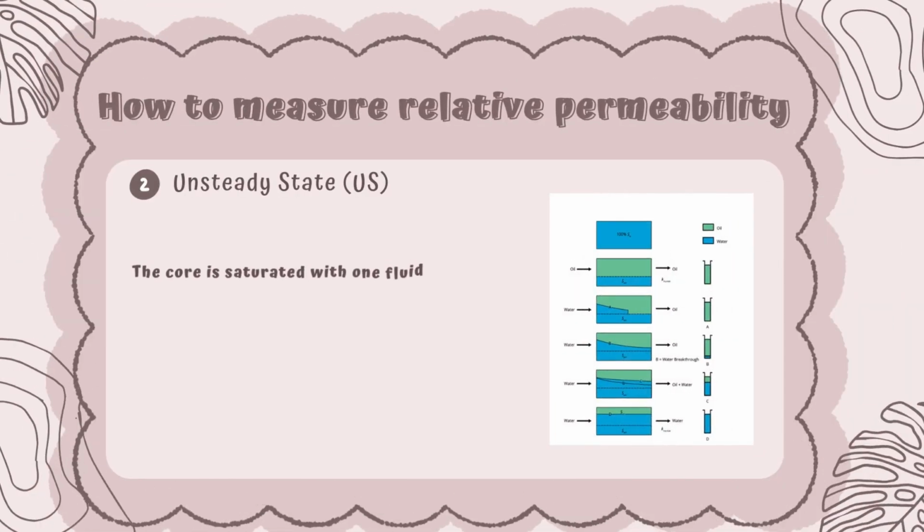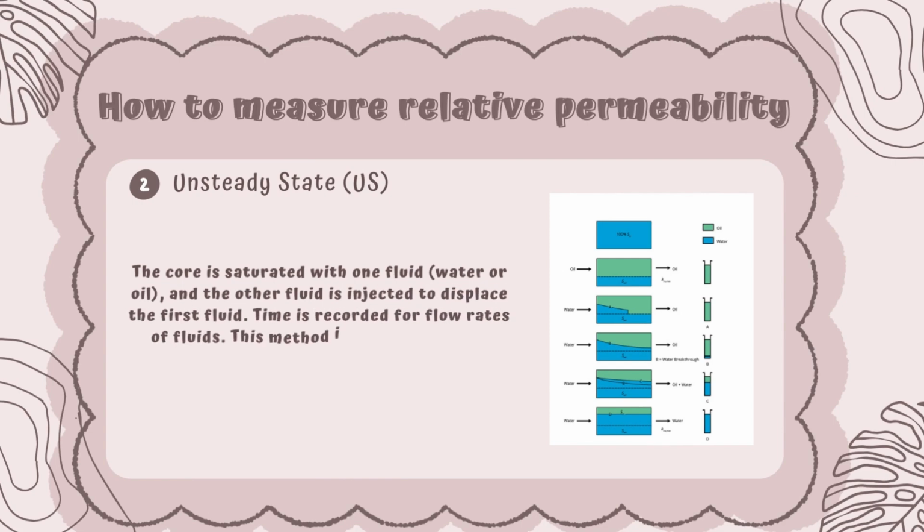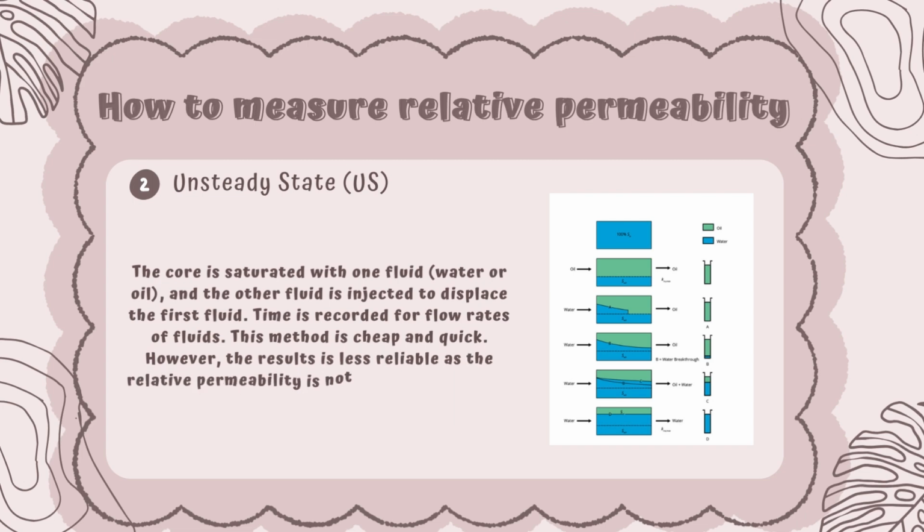The second method is unsteady state. In an unsteady state measurement, also referred to as the displacement method, the rock or the core is saturated with one fluid, water or oil, and then the other fluid is injected to displace the first fluid. During the unsteady state displacement, the time is recorded for flow rates of both fluids.